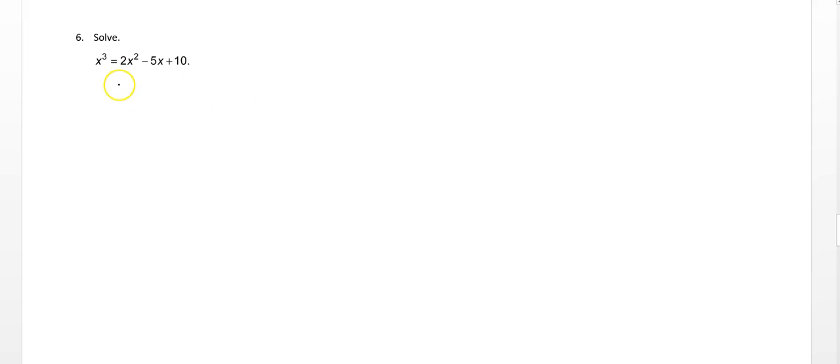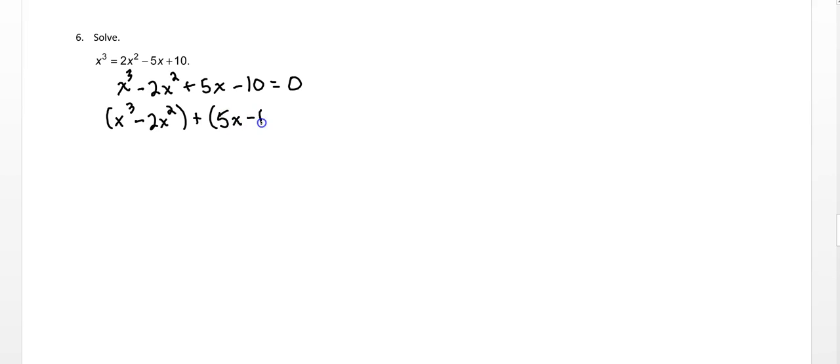So we need to set this equal to 0. So we bring everything to the left side. This factors by grouping. Recall that we should get 3 distinct zeros. So let's see what happens.